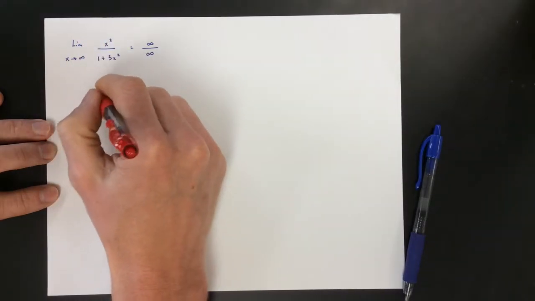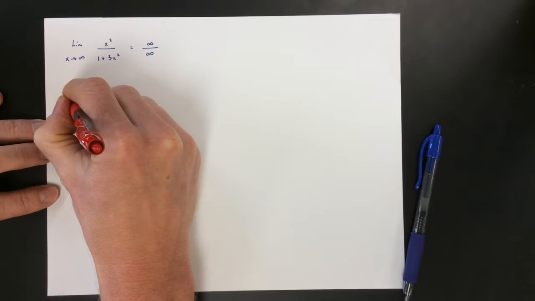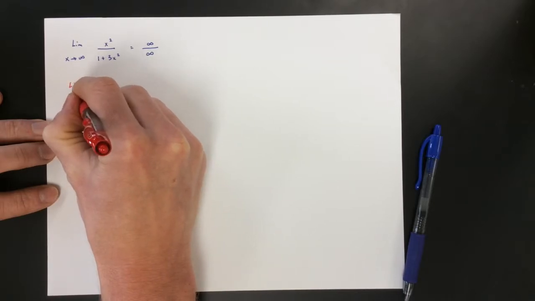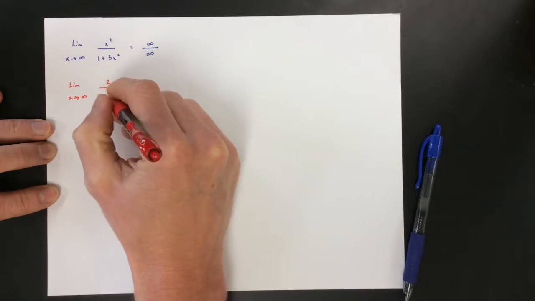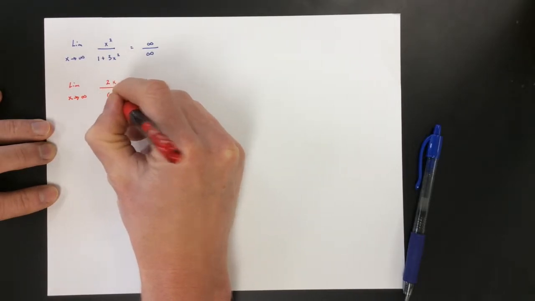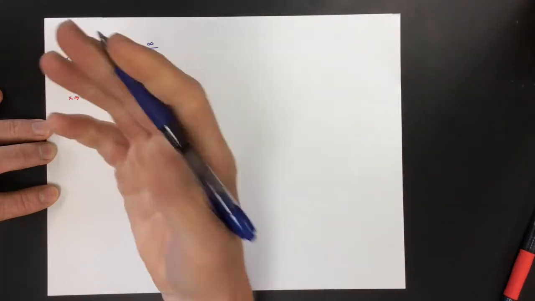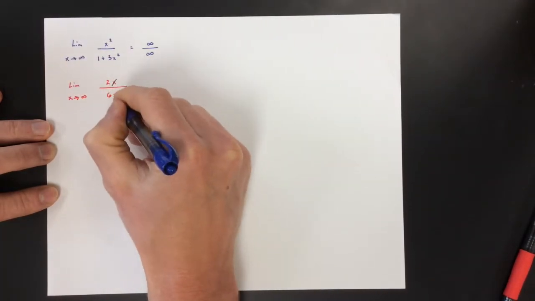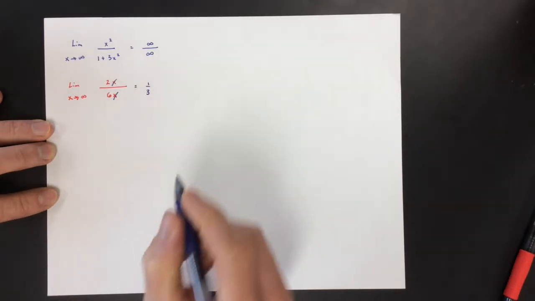So what L'Hopital will say is take the derivative of the top and take the derivative of the bottom. The derivative of the top is 2x. The derivative of the bottom is 6x. Well, 2x over 6x, that is just equal to 1/3. That's actually true for all x because the x's cancel. And we get 1/3, which is what you probably learned in Algebra 2.